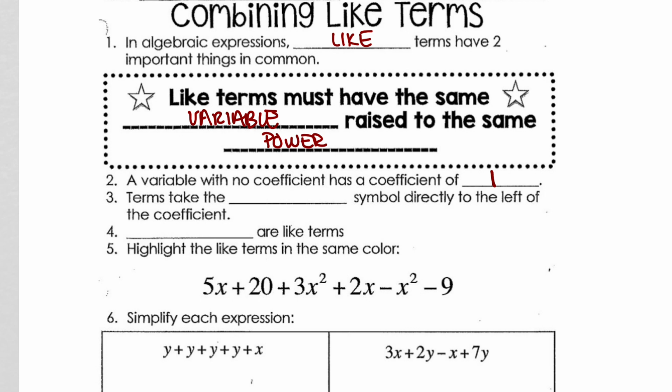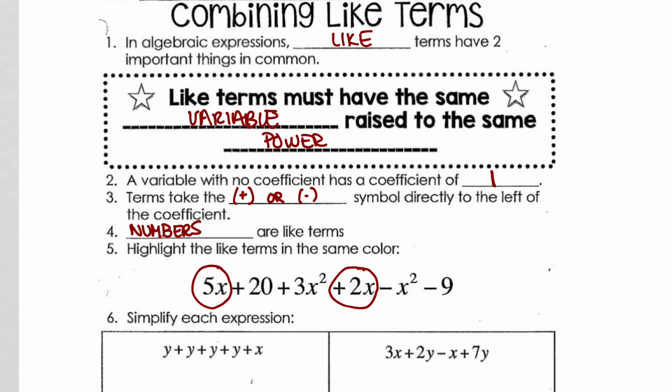Terms take the plus or minus symbol right directly in front of it or to the left of it. And plain old numbers or constants, you can write it either way. Numbers or constants, those are like terms. We discussed it yesterday. I'm just going over it. We also went through and saw which terms were like terms in this. We said that the 5x is like the 2x because they both have the exact same variable raised to the exact same power.